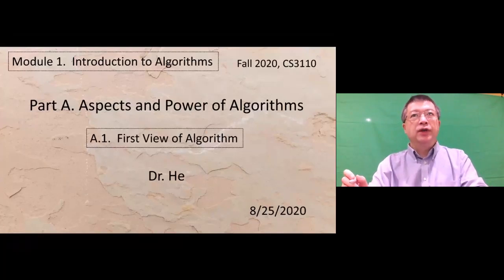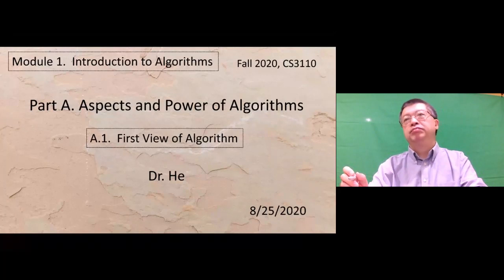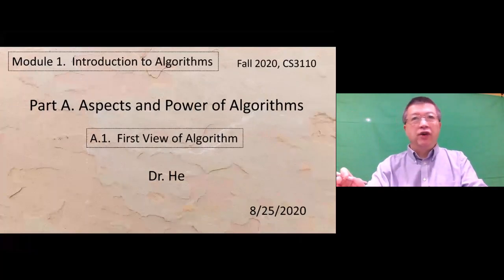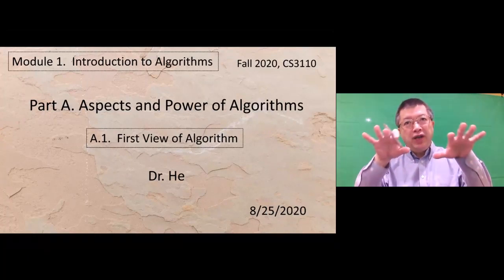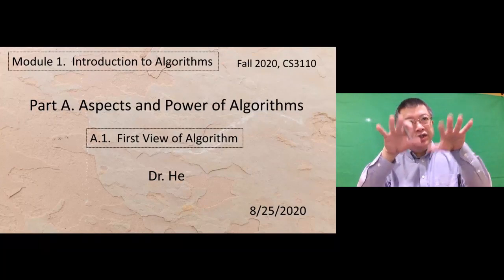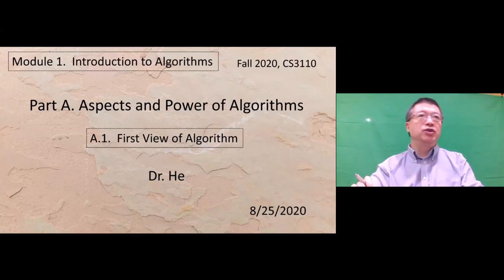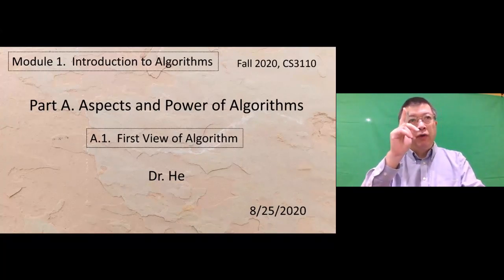In this semester, for this class, we will have 8 modules. The whole class, we will do 8 modules. This is the first one, Introduction to Algorithms. In each module, I will organize my materials in several parts, A, B, C, D. Each part corresponds to one full class.